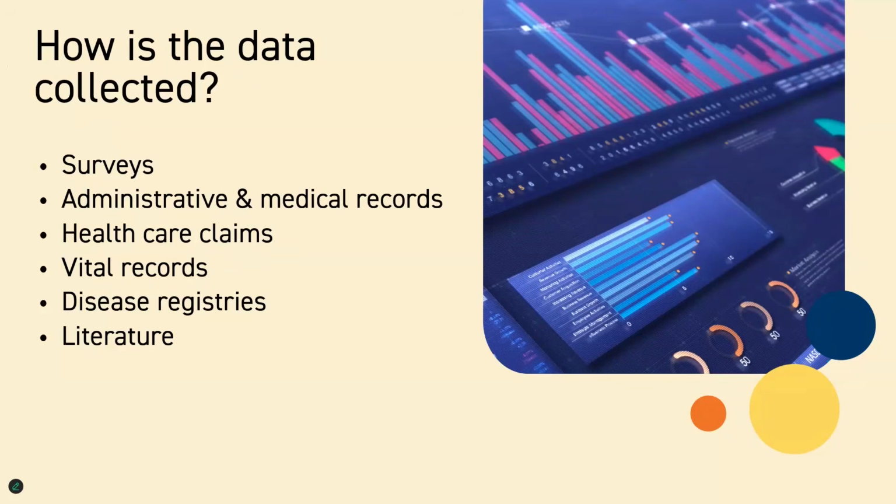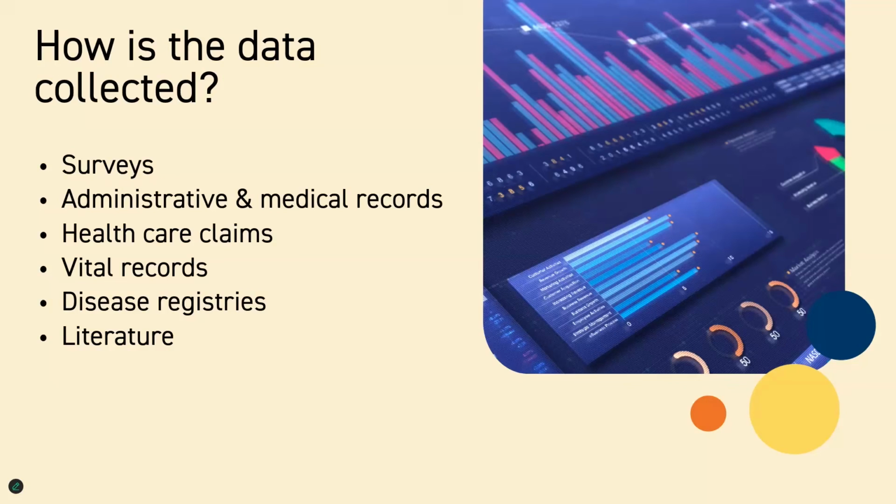Surveys, which are often self-reported information. This is really good for getting quality of life type information, also getting a second view of why an individual may not choose to go to a particular hospital. A survey would be a great way to get that information. Administrative and medical records, healthcare claims for your insurances, vital records, census data, disease registry and surveillance trends.